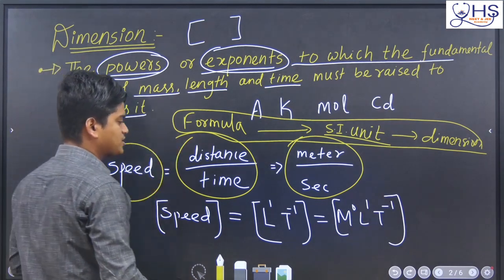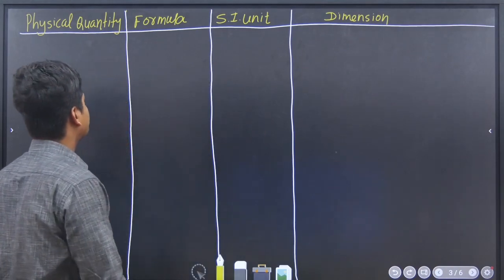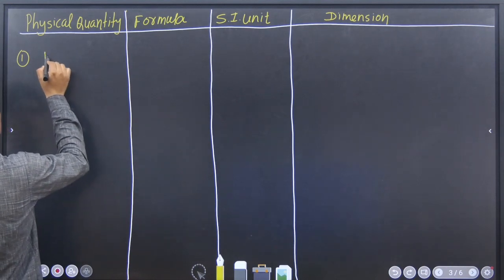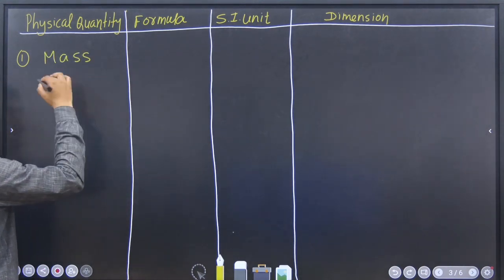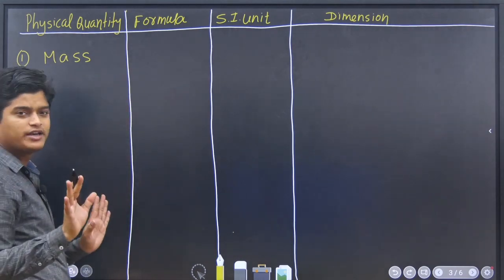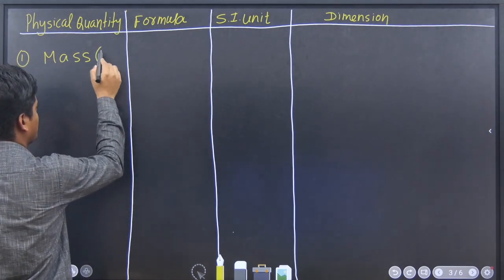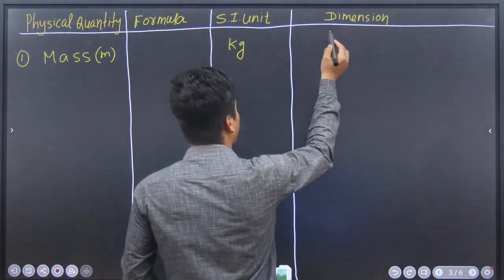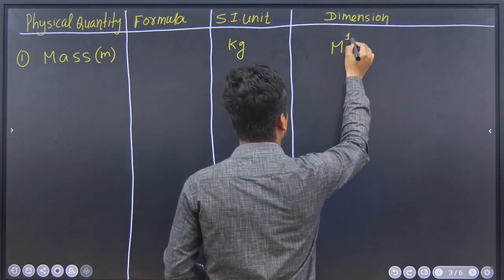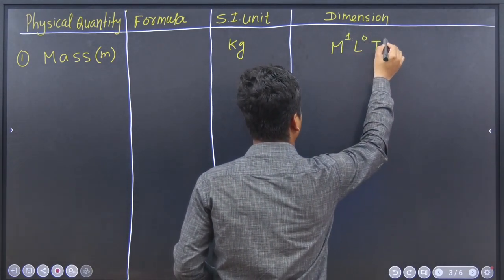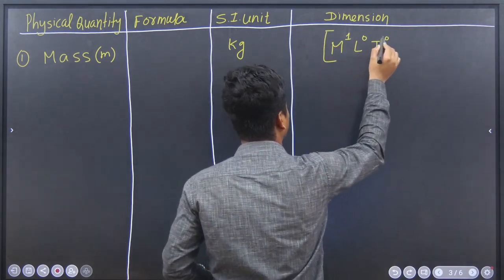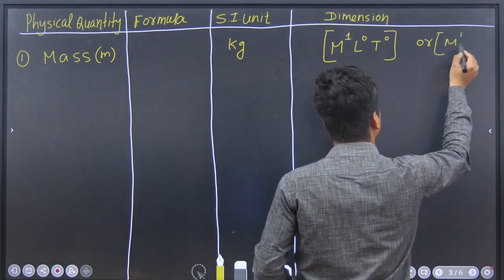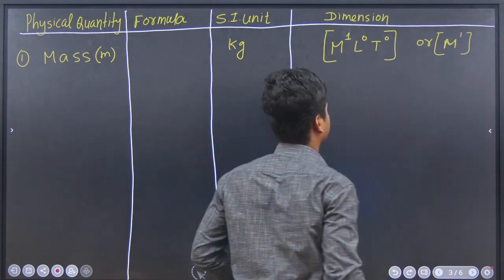Now come to the next point. Here we will understand physical quantities. The first physical quantities I will take are all the fundamental quantities. Suppose I am taking mass. If you want to write the dimension of mass, no formula is needed, you only know the symbol, the mass symbol is small m. The SI unit of mass is kilogram, and when you write the dimension you can write M to the power 1, L does not occur, T also does not occur, T to the power 0, like this, or you can write only M to the power 1.